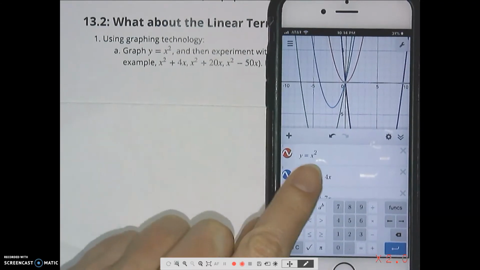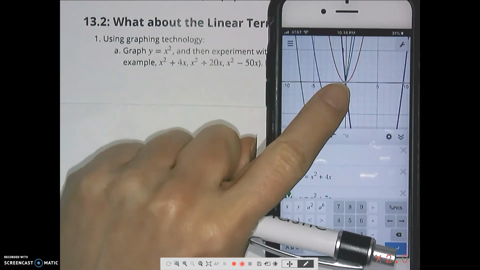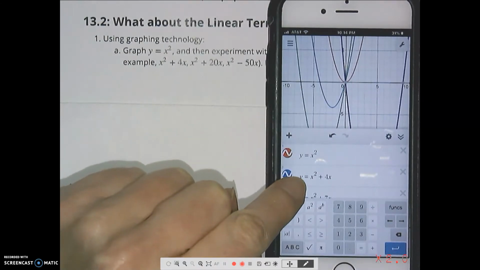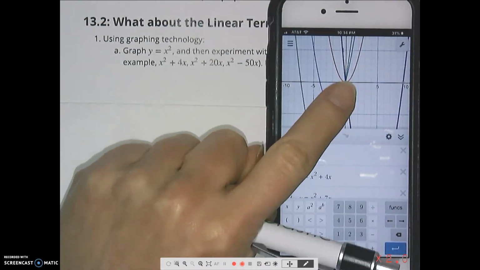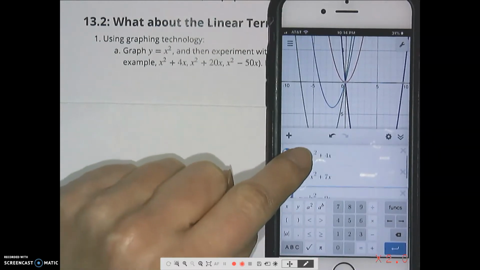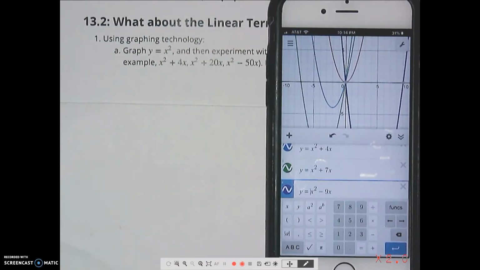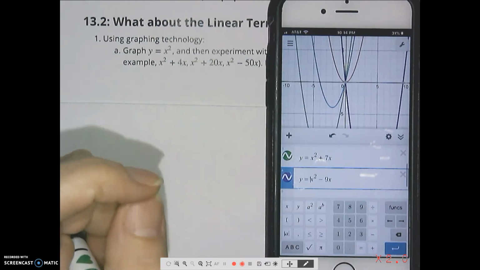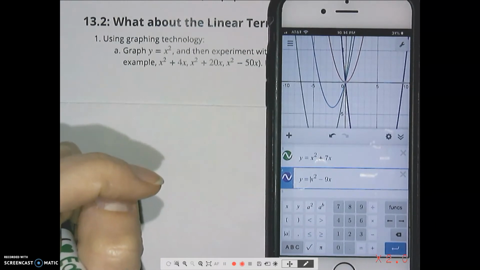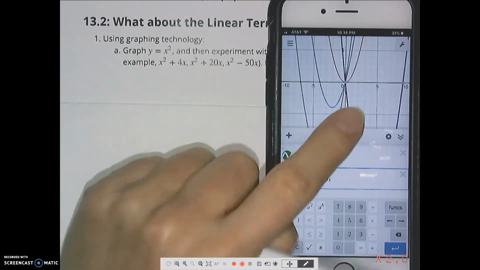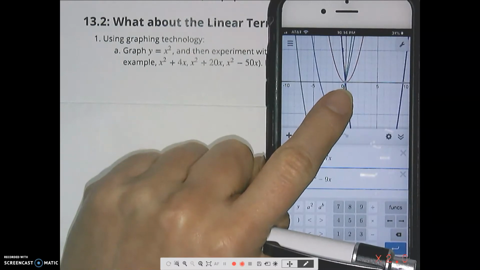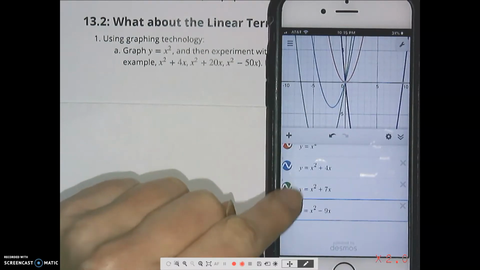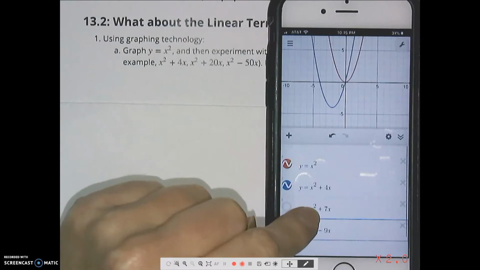So I have y equals x squared. That's the red function. Y equals x squared plus 4x. That's the blue. We have x squared plus 7x, which is the green. And y equals x squared minus 9x is the purple. So we're looking from the parent function, seeing what happens. So I'm actually going to turn these other ones off for a second.